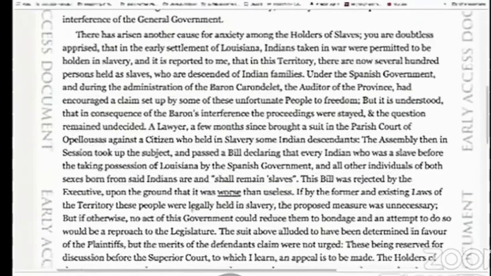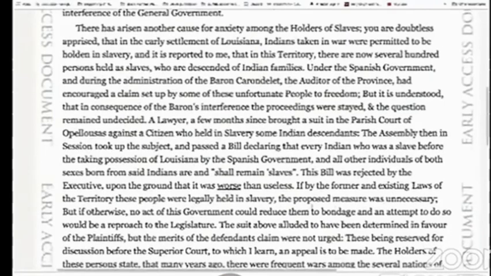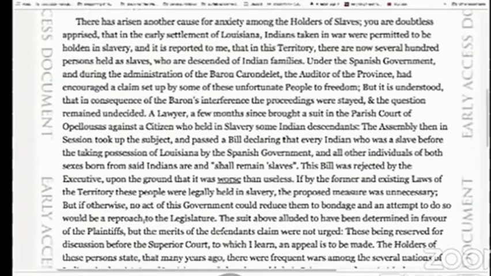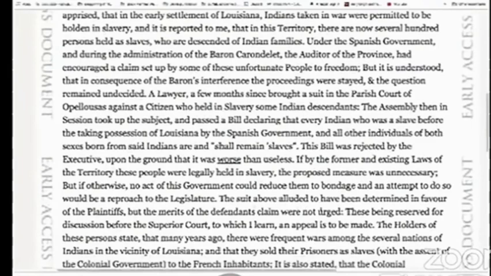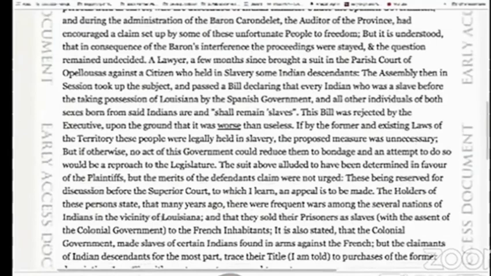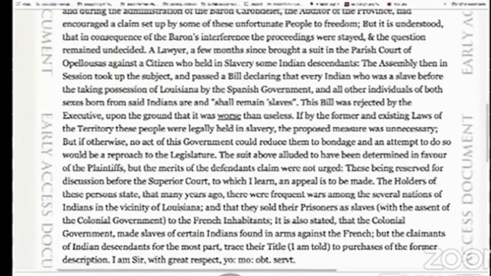The bill was rejected by the executive upon the ground that it was worse than useless. If by the form and existing laws of the territory these people were legally held in slavery, the proposed measure was unnecessary. But if otherwise, no act of this government could reduce them to bondage, and an attempt to do so would be a reproach to the legislature. The suit above alluded to has been determined in favor of the plaintiffs, but the merits of the defendant's claim were not urged, these being reserved for the discussion before the Superior Court, to which I learned an appeal is to be made. The holders of these persons state that many years ago there were frequent wars among the several nations of Indians in the vicinity of Louisiana, and that they sold their prisoners as slaves with the assent of the colonial government to the French inhabitants.